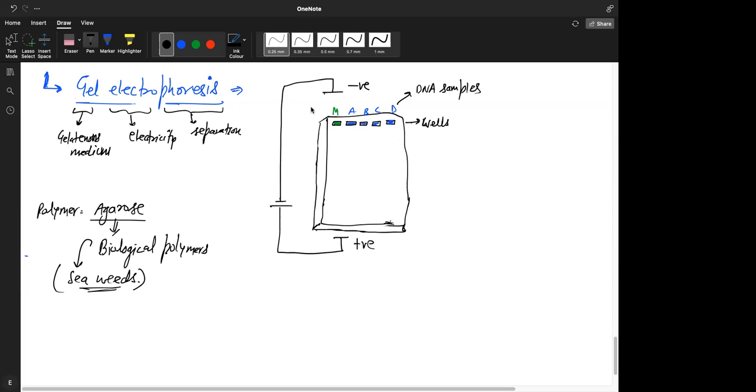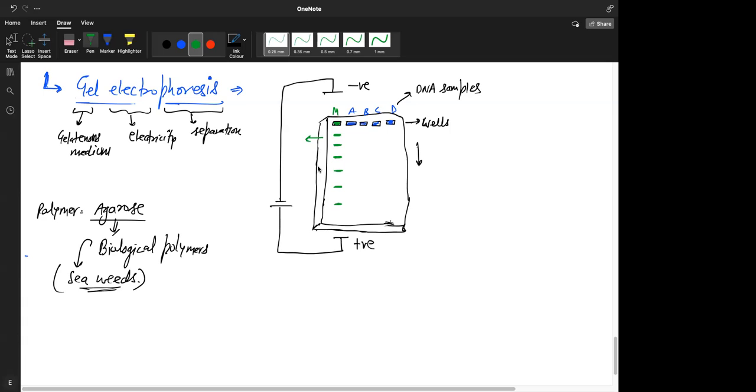Now DNA being negative charge, when I allow this electric current to pass, which direction should it move to? Towards the positive, right? Towards this direction. Now we already know that in the first well, we have put a reference marker. And the reference marker will already tell you that it will make 6 bands, 10 bands, whatever. So let's say it makes these 6 bands. And the size we already know. So if this ladder is from 1 kb to 10 kb, 1 kilobase to 10 kilobases is the size this reference ladder will tell us.